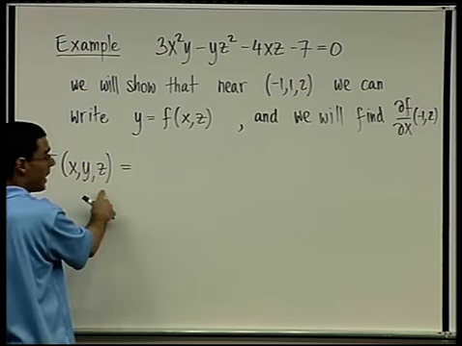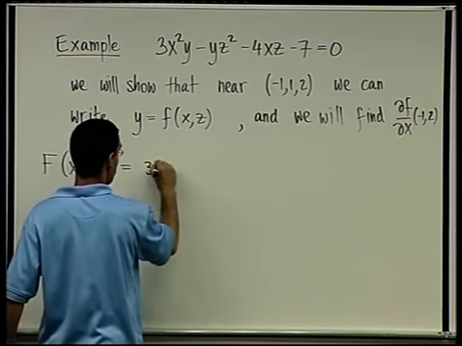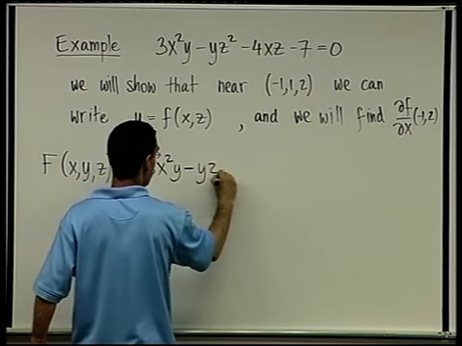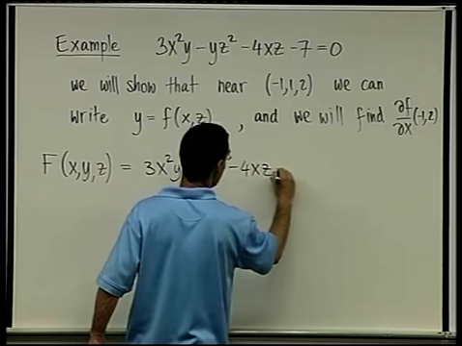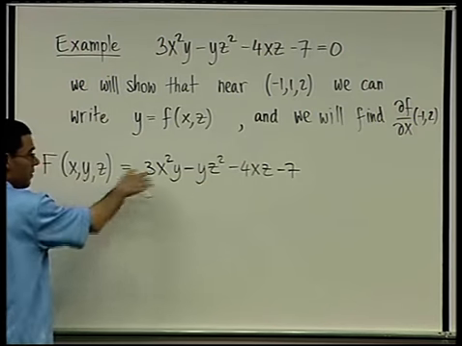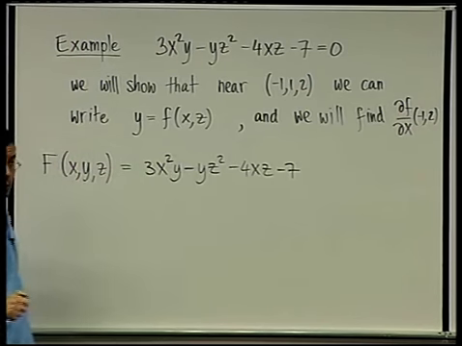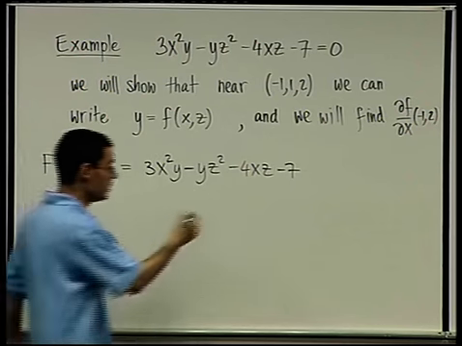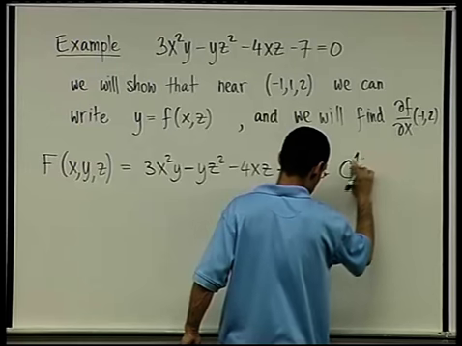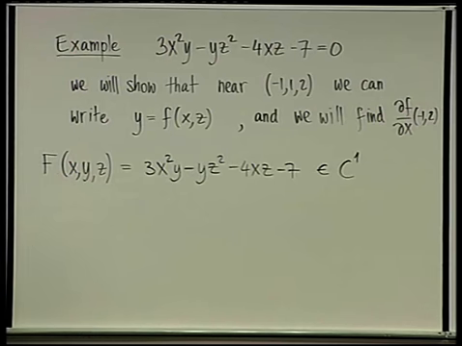So what is F of x, y, z going to be? It's just going to be this. Do you agree? So F of x, y, z is going to be 3x squared y minus yz squared minus 4xz minus 7. The first thing we have to verify is that this function of three variables is C1, has continuous partial derivatives, and that's obvious because this is a polynomial in three variables. So this is a C1 function everywhere in R3, so no careful discussion is required here.